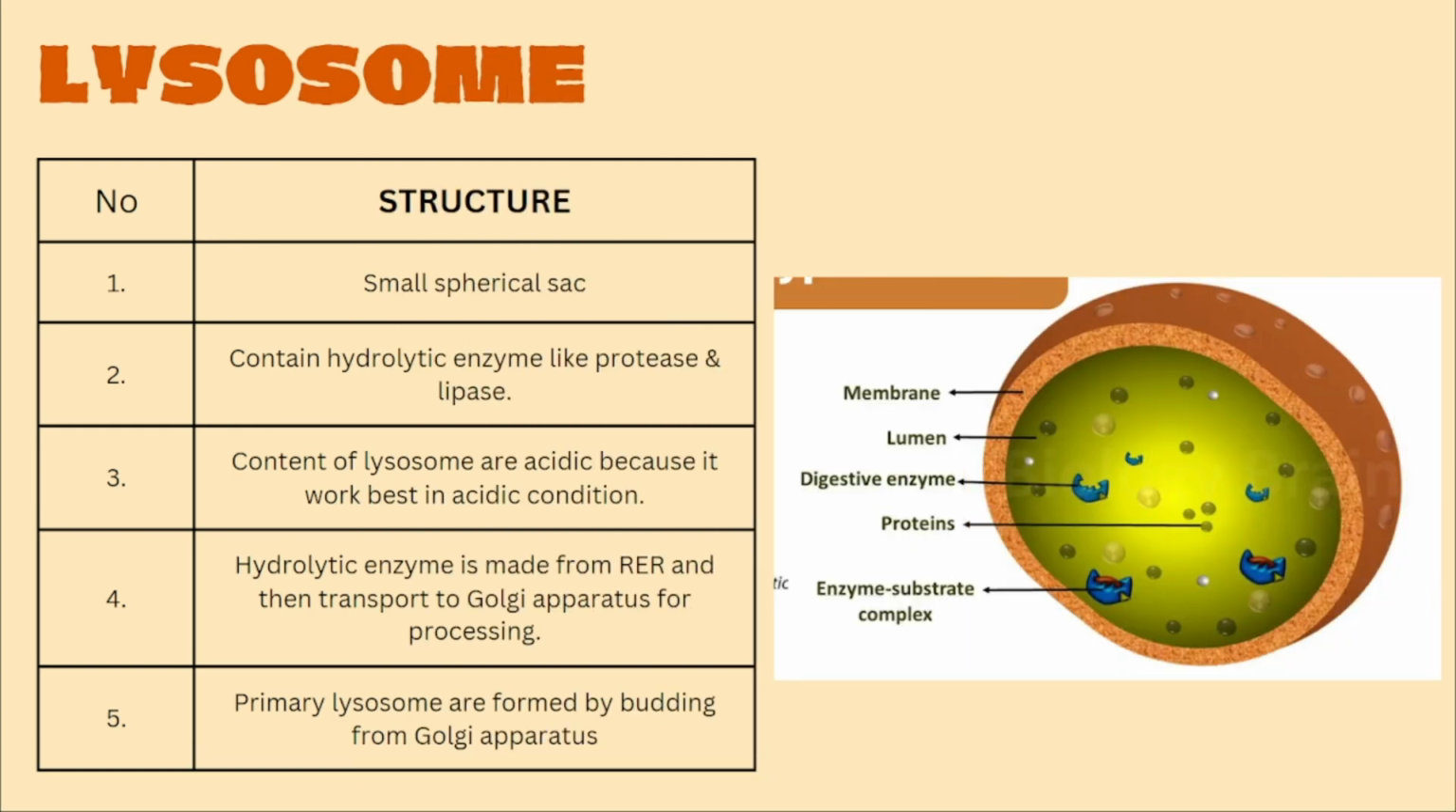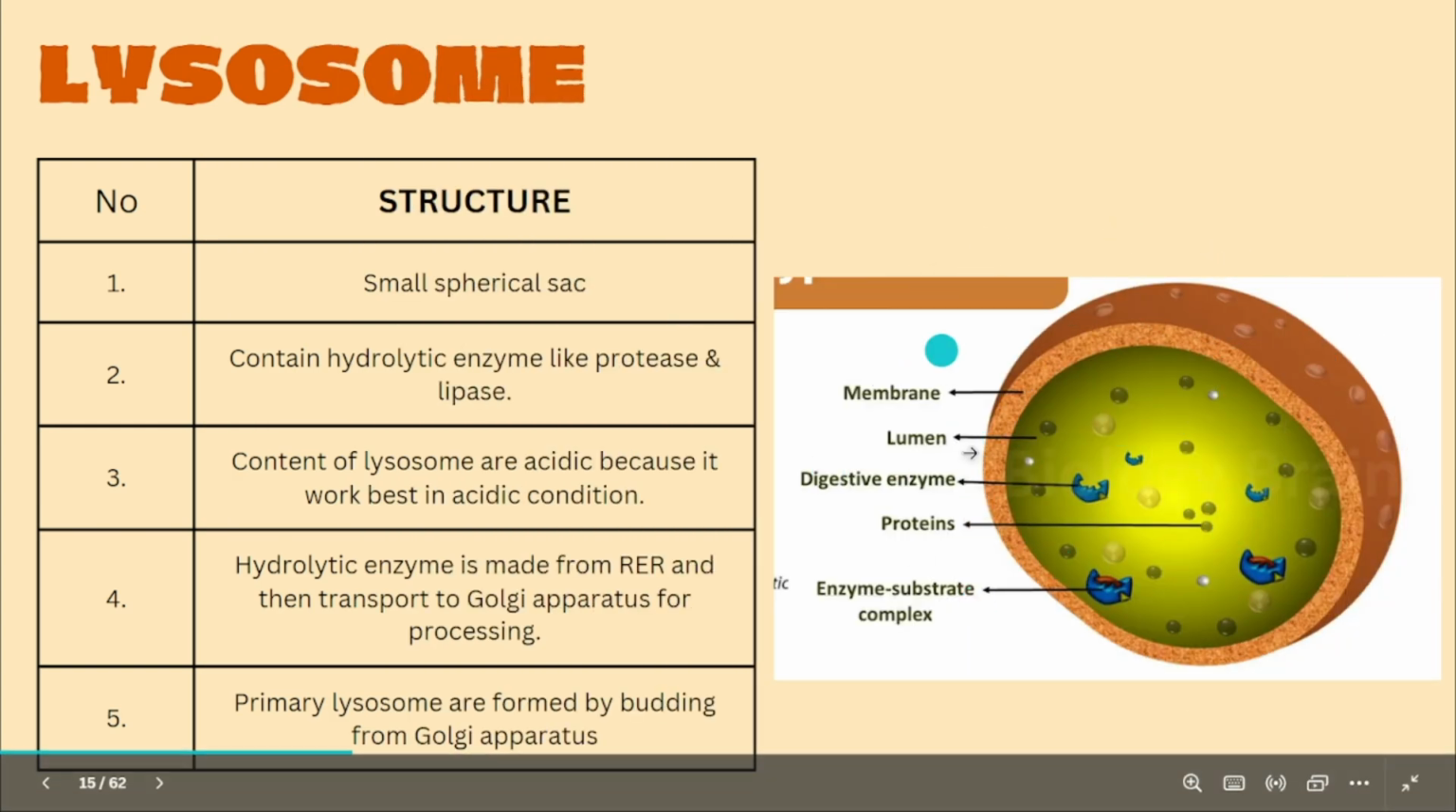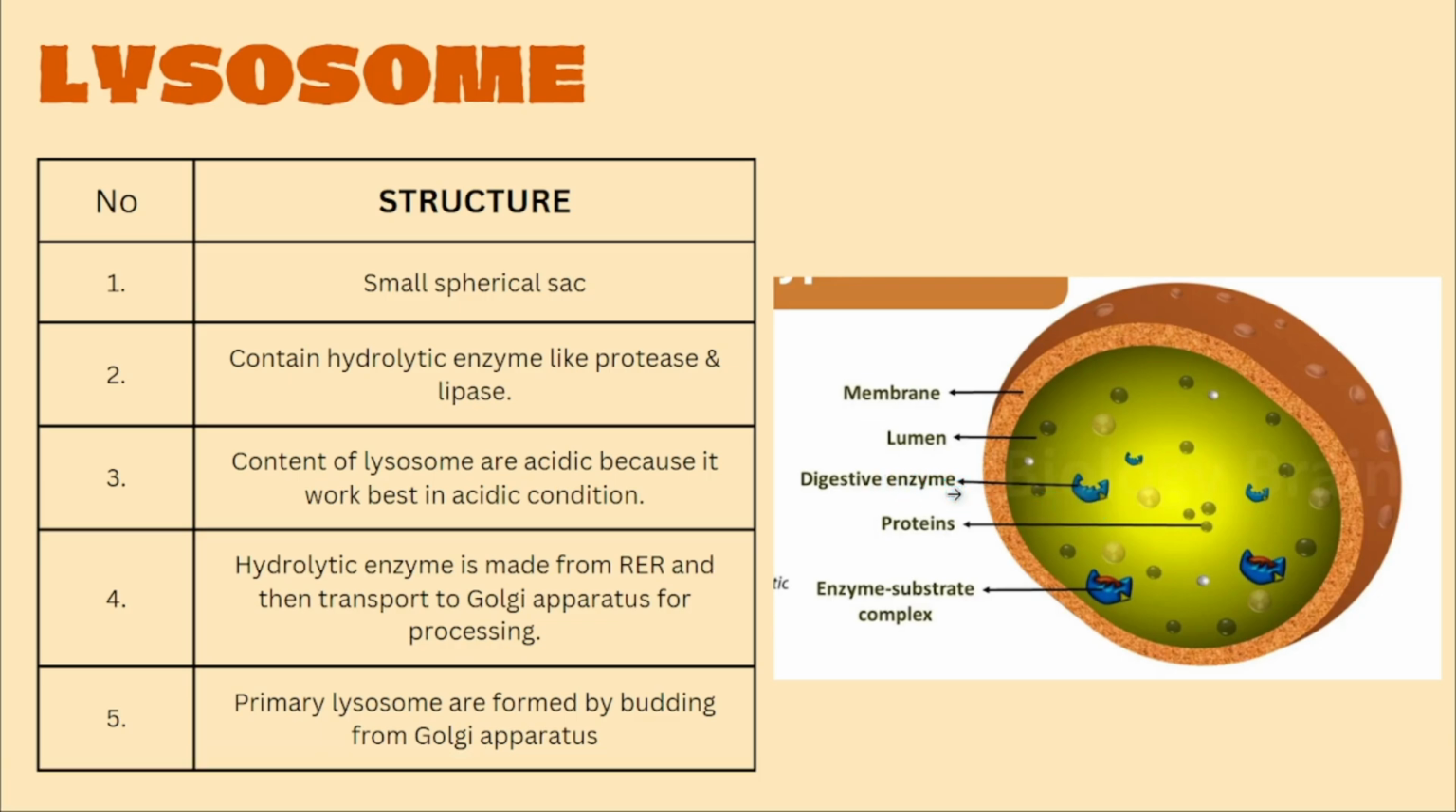This is the general structure of the lysosome you can see in the diagram. Normally the lysosome is a small, particle-like structure containing hydrolytic enzymes like protease and lipase. As I explained in the previous video, the lysosome is formed from the Golgi apparatus, so it is actually part of the Golgi apparatus too. The cisterna of the Golgi apparatus will form the unique organelle we call the lysosome, containing hydrolytic enzymes like protease and also lipase.